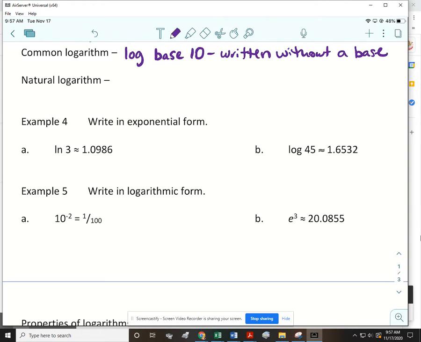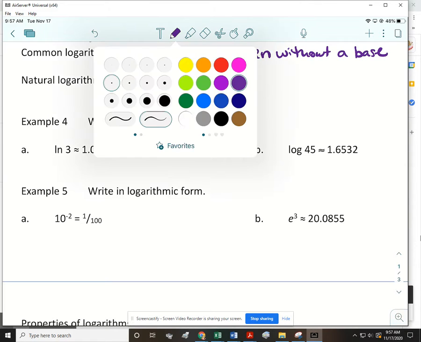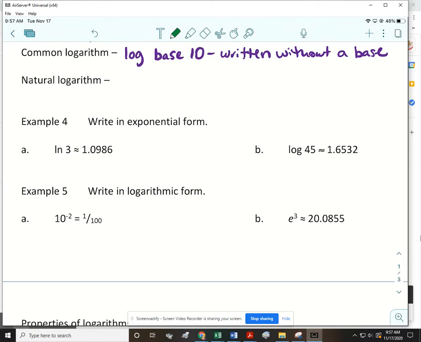All right, and there's a log button in the calculator that you can see. But we're going to try to not use the calculator very much at all. All right, and the natural log is log base e. And natural log is written ln, log natural.